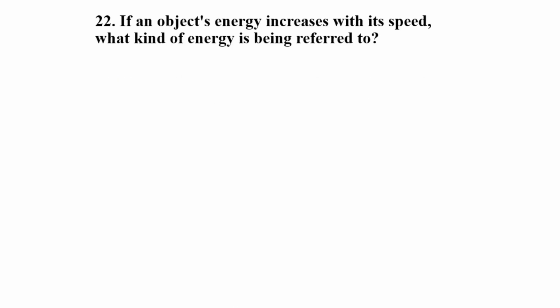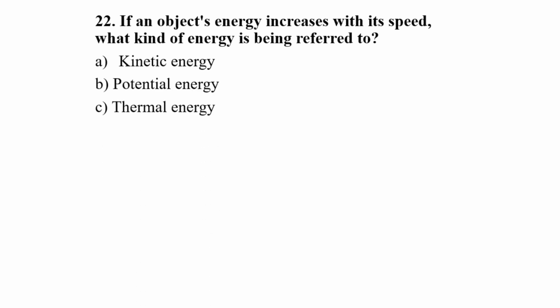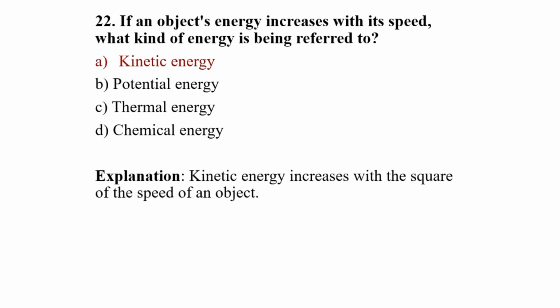Question number 22. If an object's energy increases with its speed, what kind of energy is being referred to? A. Kinetic energy. B. Potential energy. C. Thermal energy. D. Chemical energy. The answer will be kinetic energy. Kinetic energy increases with the square root of the speed of an object.